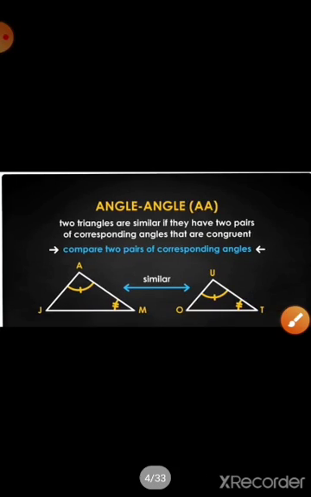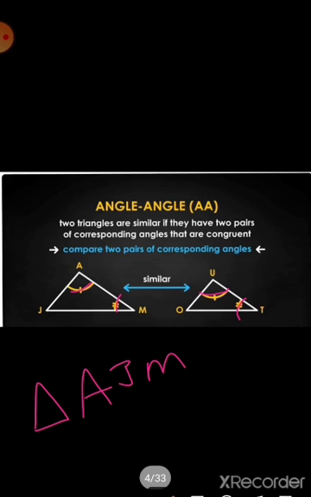Angle similarity. Two triangles are similar if they have two pairs of corresponding angles that are congruent. So here in triangle AJM and triangle UOT, angle A is equal to angle U, angle M is equal to angle T. So two pairs of corresponding angles are equal. So we can say that triangle AJM is similar to triangle UOT by angle similarity. This is the symbol for similarity.